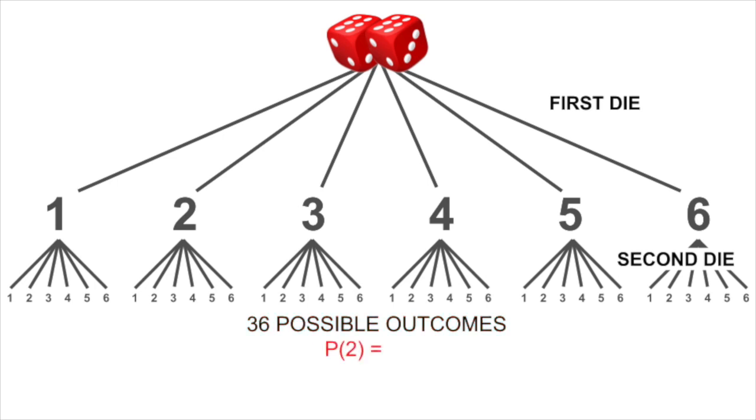Next, we're going to use our tree diagram to calculate some different probabilities. We're going to start with the probability of rolling a 2.